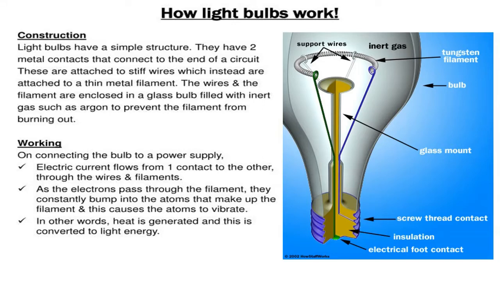The wires and the filaments which are enclosed in the glass bulb are filled with inert gases like argon gas to prevent the filament from burning out. So on connecting the bulb to a power supply, what happens is the electric current flows from one contact to the other through the wires and filaments. As the electrons pass through the filaments, they constantly bump into the atoms that make up the filament and this causes the atoms to vibrate.